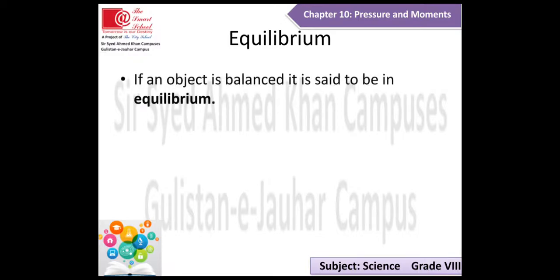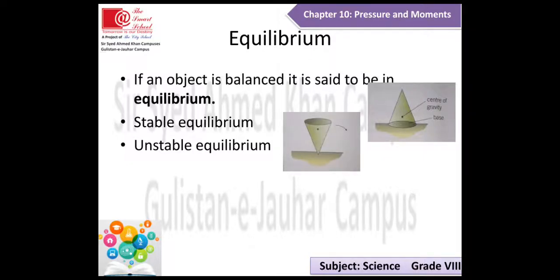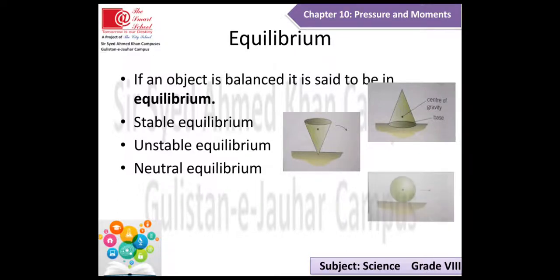Equilibrium. If an object is balanced, it is said to be in equilibrium. If a force is applied to an object in equilibrium, the object will do one of three things: tilt, topple over, or roll. These conditions are called stable equilibrium. The object tilts, then falls back to its original position. Unstable equilibrium. The object tilts, then falls over easily. Neutral equilibrium. The object rolls. Its center of gravity always stays over its base.